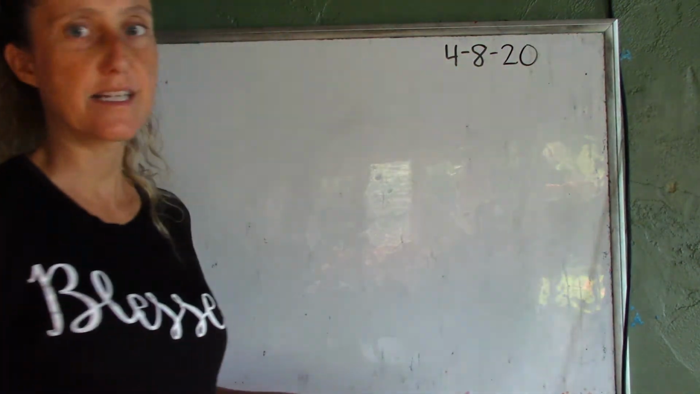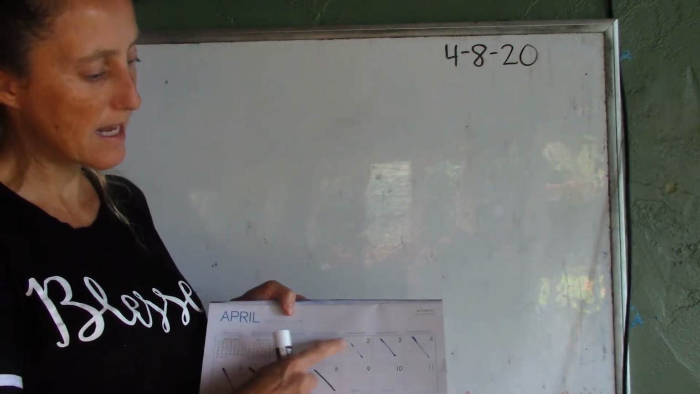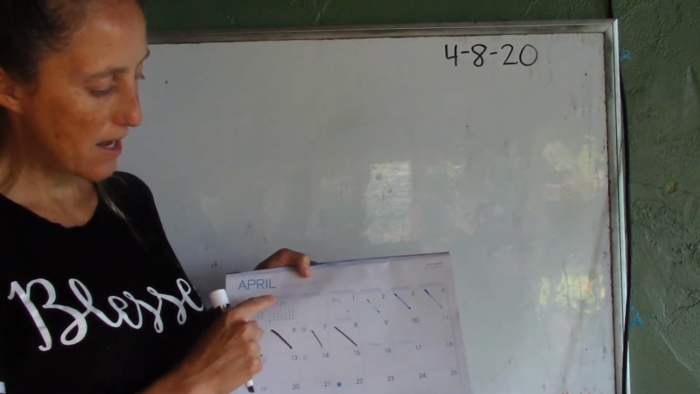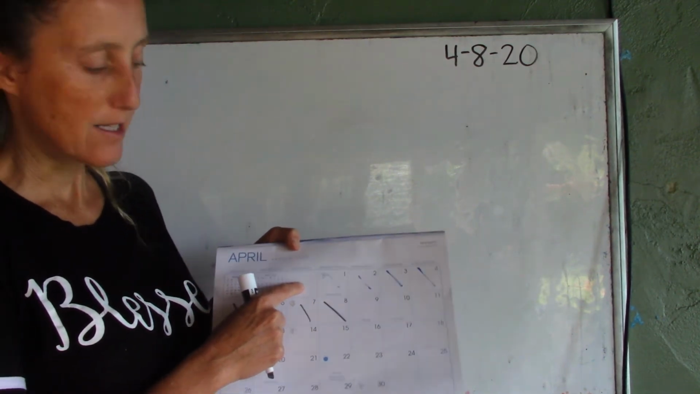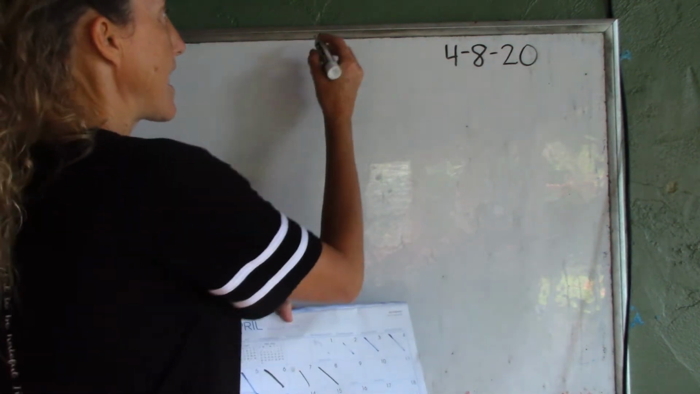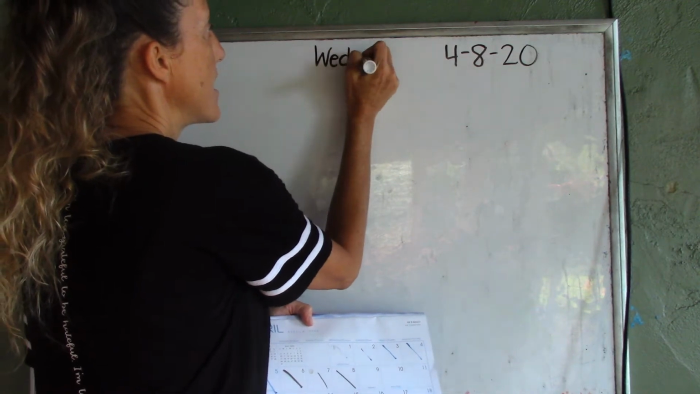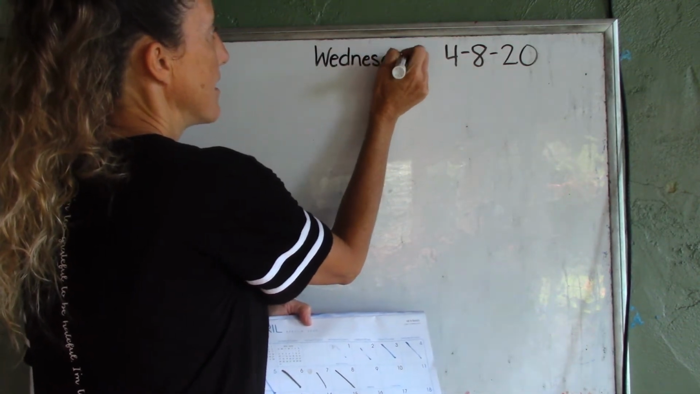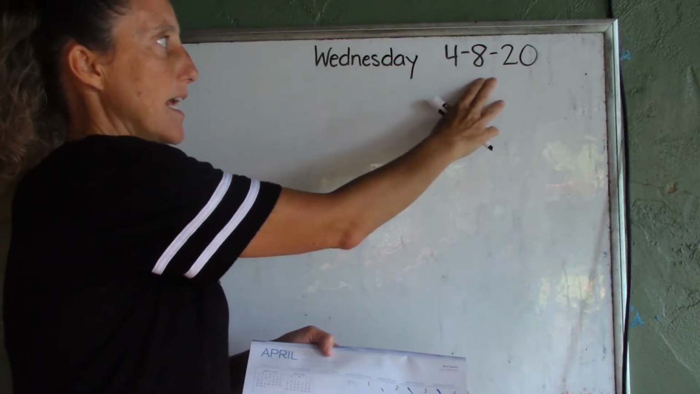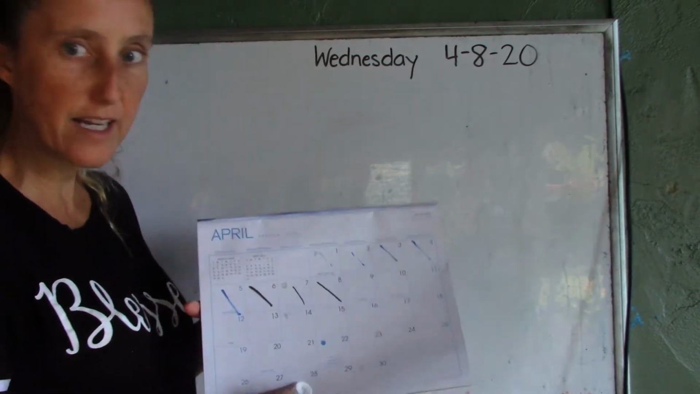Good job. And the days of the week are Sunday, Monday, Tuesday, Wednesday, Thursday, Friday, Saturday. And if yesterday was Tuesday, today is, you're right, Wednesday. Spelled Wednesday. So today is Wednesday, April 8, 2020.